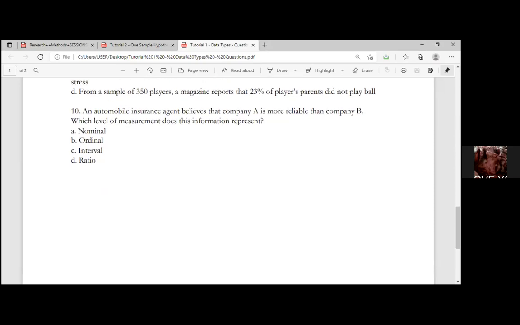Thank you very much. Then the last one: an automobile insurance agent believes that company A is more reliable than company B. Which level of measurement does this information represent?